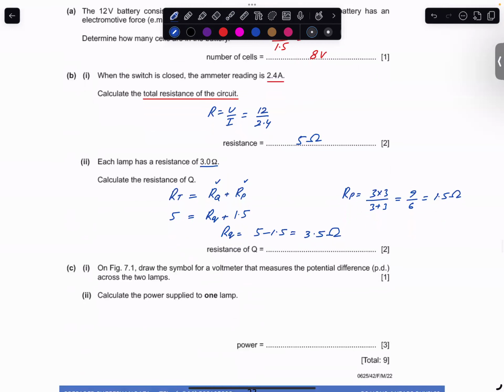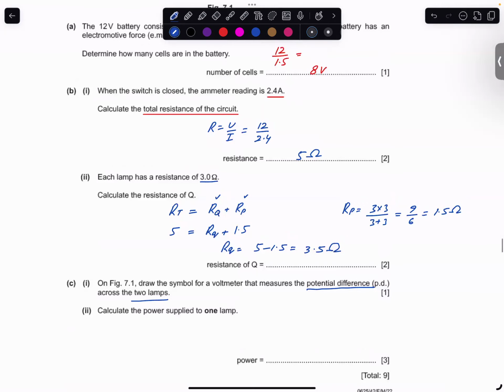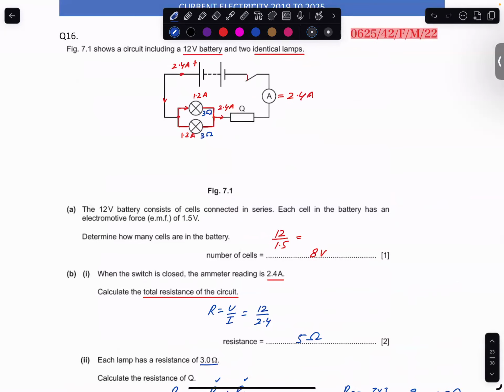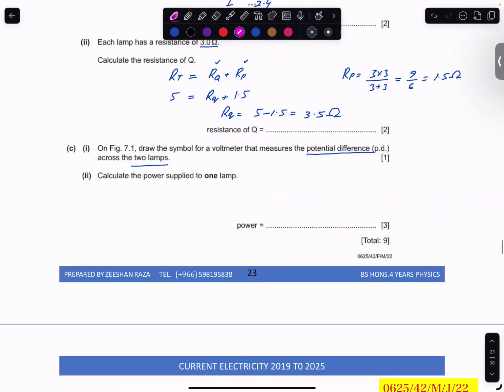Part C of the circuit on Figure 7.1: draw a symbol for the voltmeter that measures the potential difference across the two lamps. To find out the voltage drop across these two lamps, I need to connect a voltmeter, and that voltmeter will be connected in parallel to this combination. This is the way to connect the voltmeter across the two lamps. When you do this, you will get 1 mark.